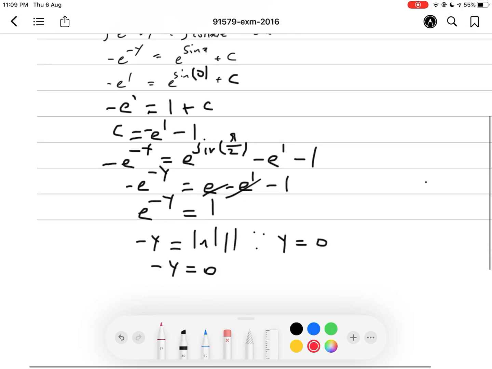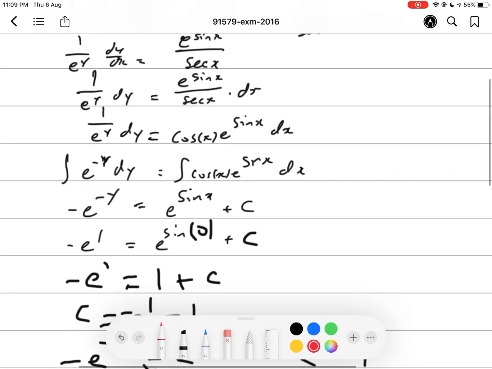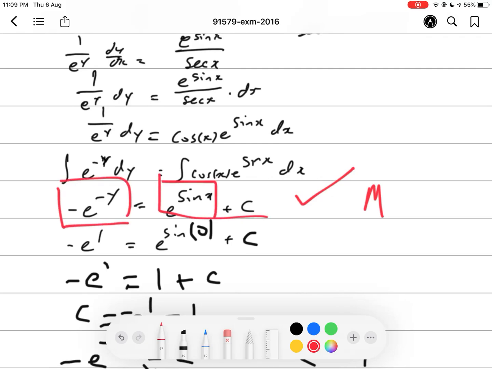And this is an excellence level question. So this will get you an E grade here if you can get y equals 0. To get a merit grade, you'll get integration of both sides, so integration of both sides up to this step here. That will get you a merit grade. To get an achieved grade, you're looking at correct integration on one side, so either here or here. That will get you an achieved.